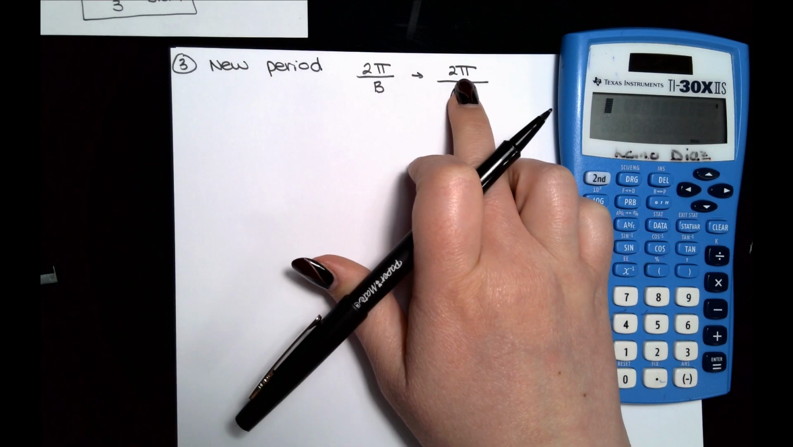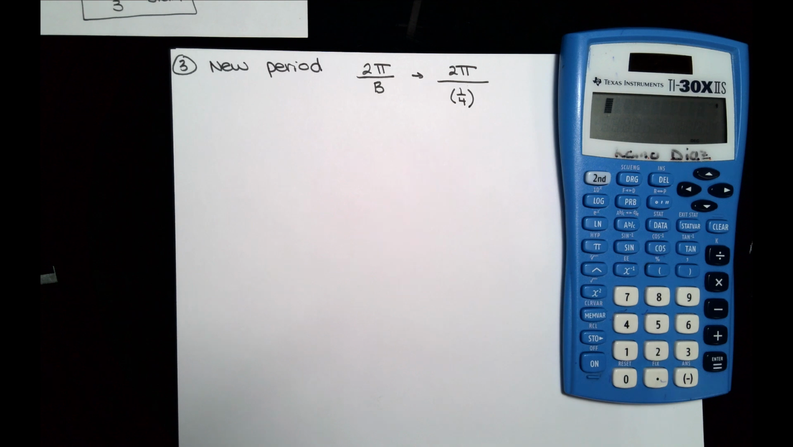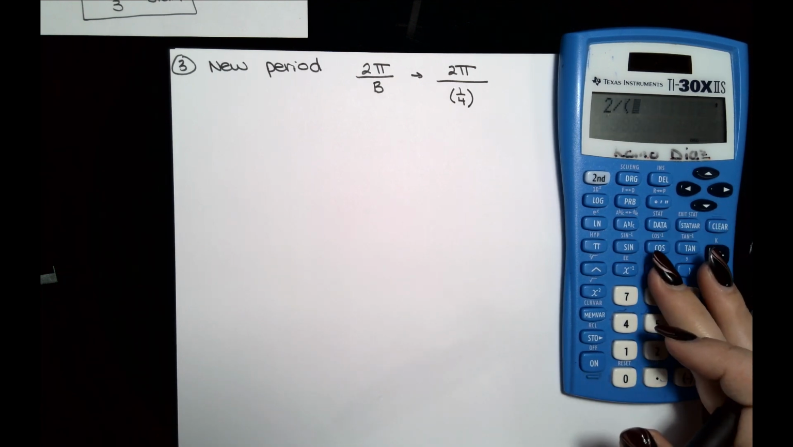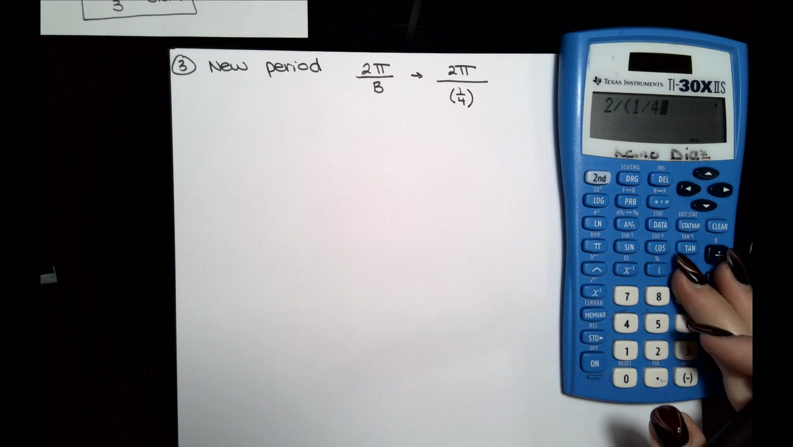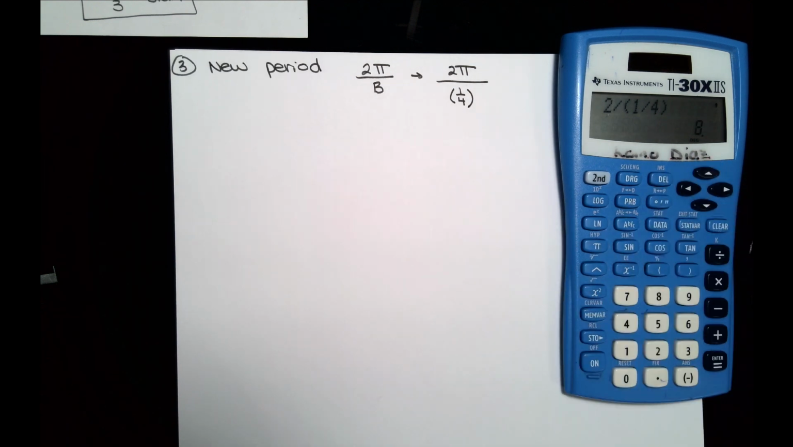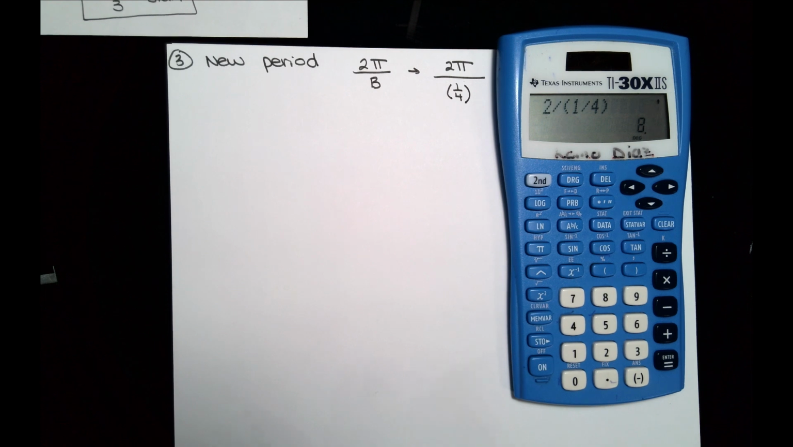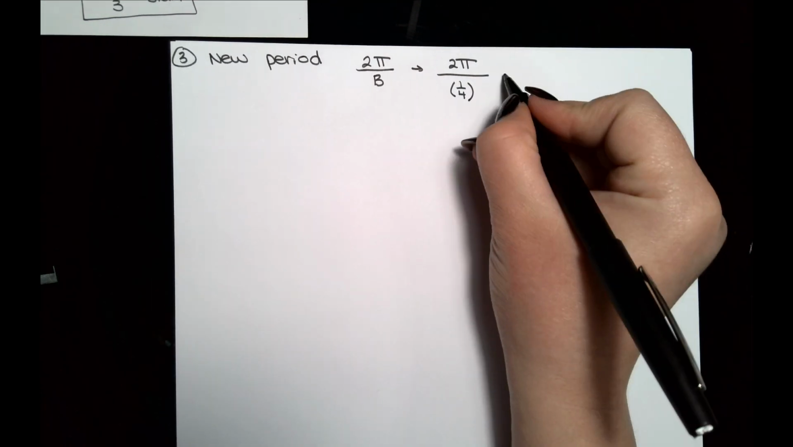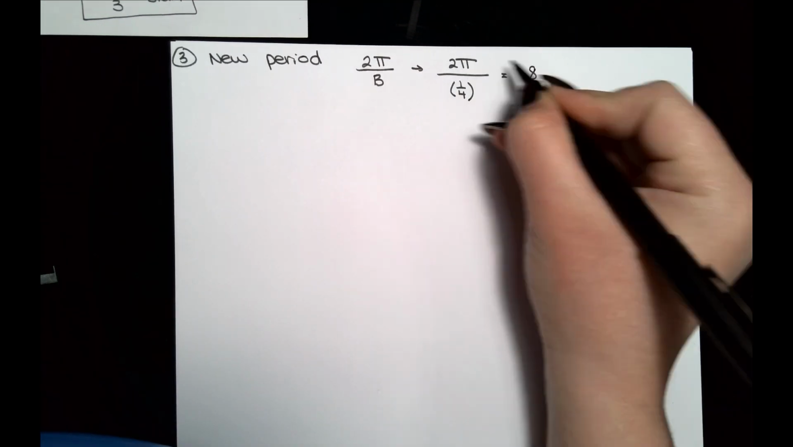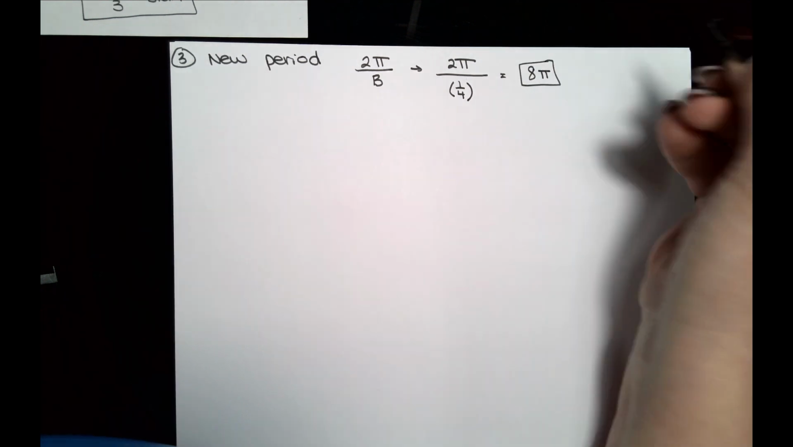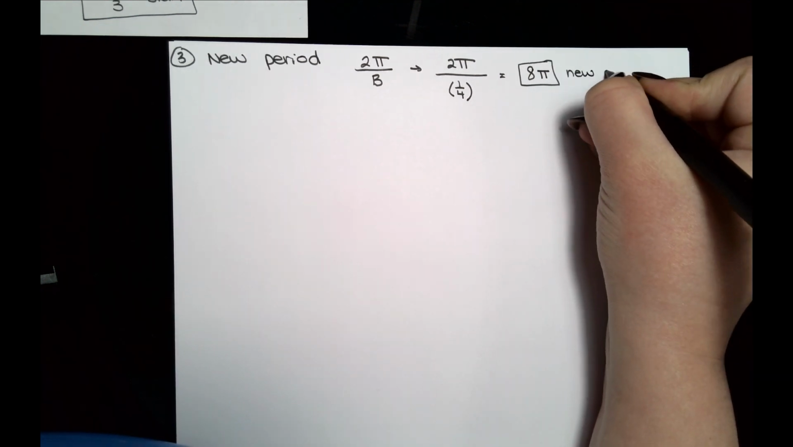Some of you are going to choose to use a calculator, and that's absolutely okay. When you do that, do not press the pi button. Instead, you're going to do 2 divided by, open, 1/4, close it, enter, and then whatever answer you get, just write pi after that. So we get 8, and then I did not type pi into my calculator, so this is now my new period.